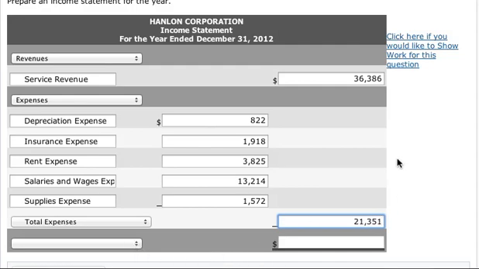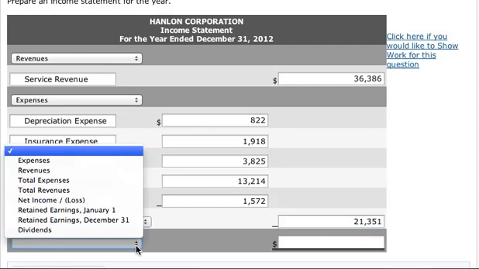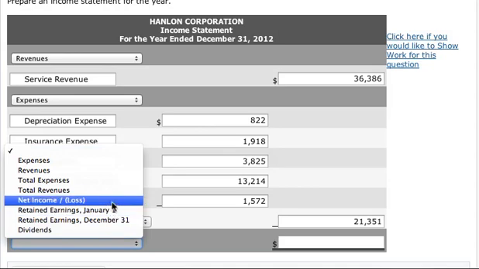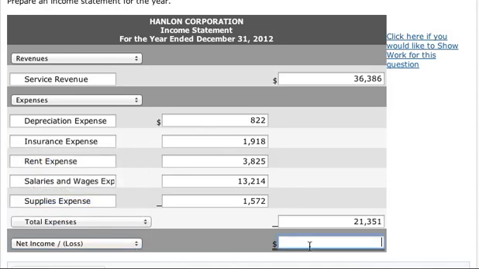And then this is our revenue. These are expenses. Our revenue is bigger than our expenses, so we will have a net income. When we subtract the expenses from the revenue, we get 15,035.